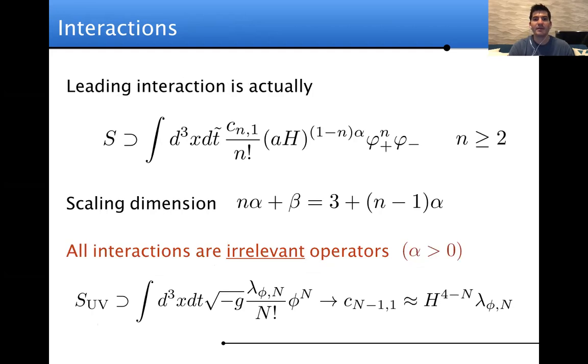So instead, the first thing that can't be removed by a field redefinition is phi plus to the n phi minus. This operator scales like n alpha plus beta, which because alpha plus beta equals 3 is dimension 3 plus n minus 1 times alpha, which is always greater than 3 for alpha greater than 0, and therefore is always irrelevant.